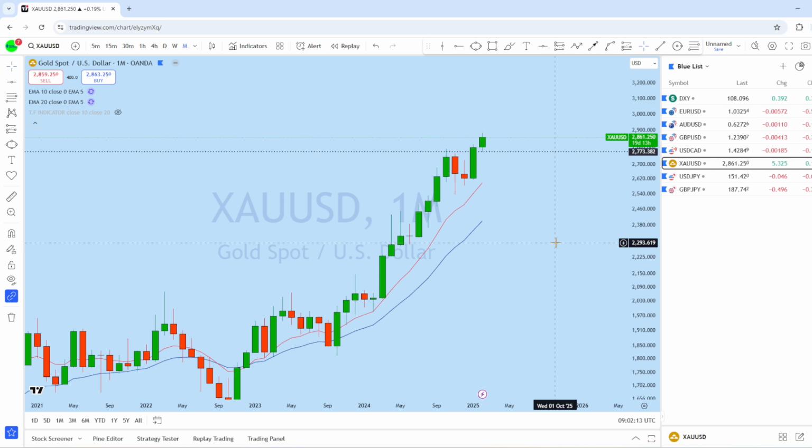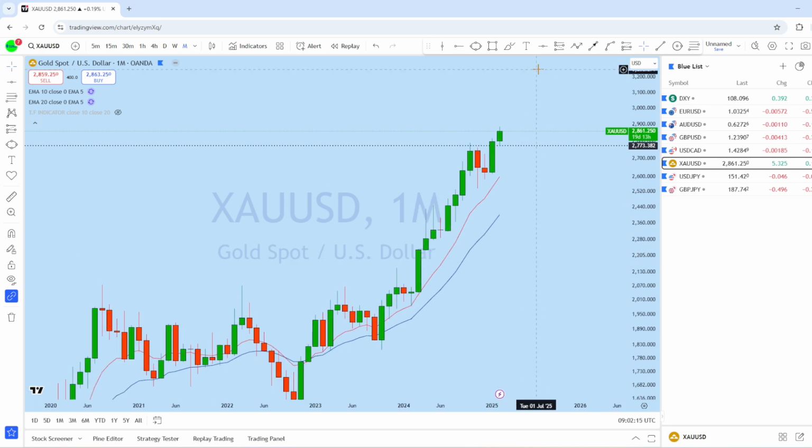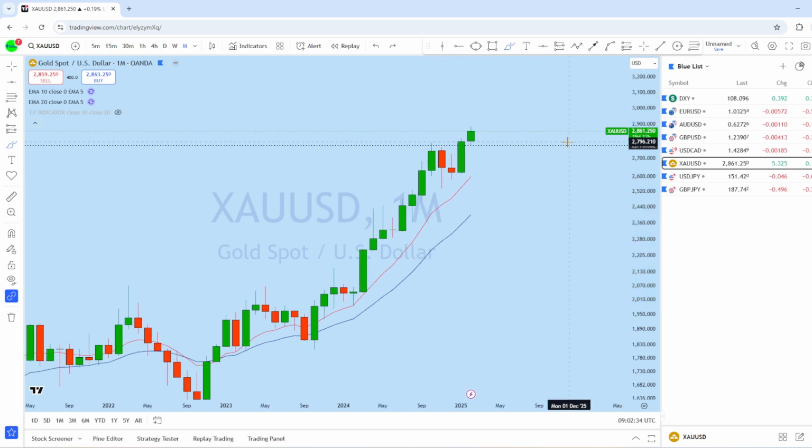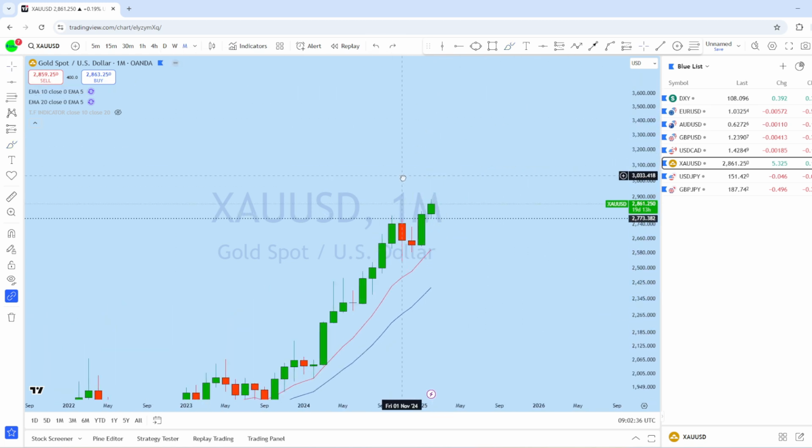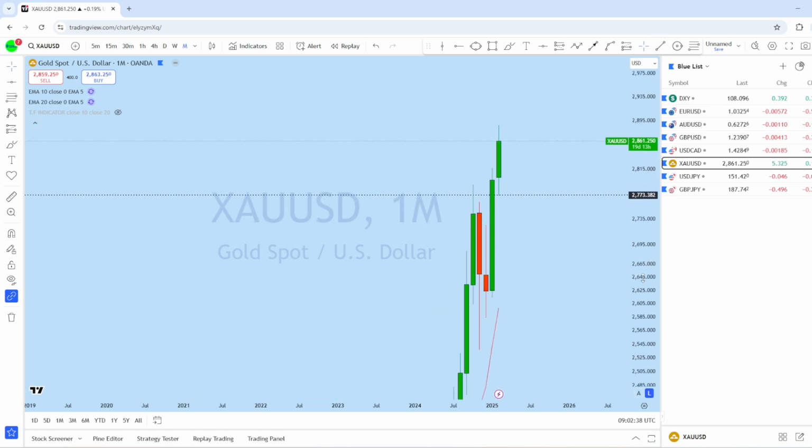Now from the monthly, we can see that this is a long-term bull market starting from here. This is an impulse here followed by this pullback, and we can see there is another impulse followed by this pullback. So the market from here, a big impulse followed by pullback, another impulse followed by pullback. The market is forming a series of higher high and higher low, which is a long-term uptrending market.